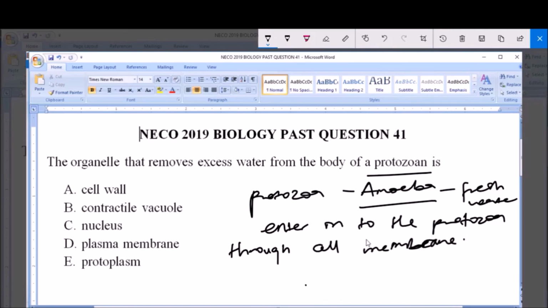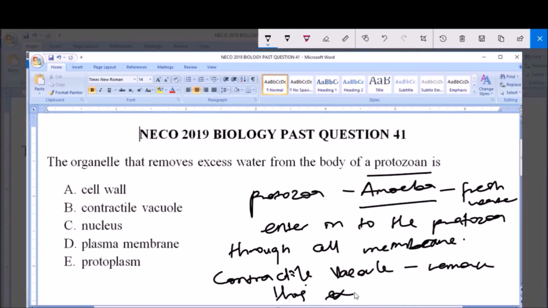Now, when there is excess water content in the protozoa, take for instance the amoeba, the contractile vacuole, which is the excretory organ of a protozoa or the amoeba, then removes this excess water and empties the contents into the exterior. So it is a function of the contractile vacuole to remove excess water from the body of a protozoan.